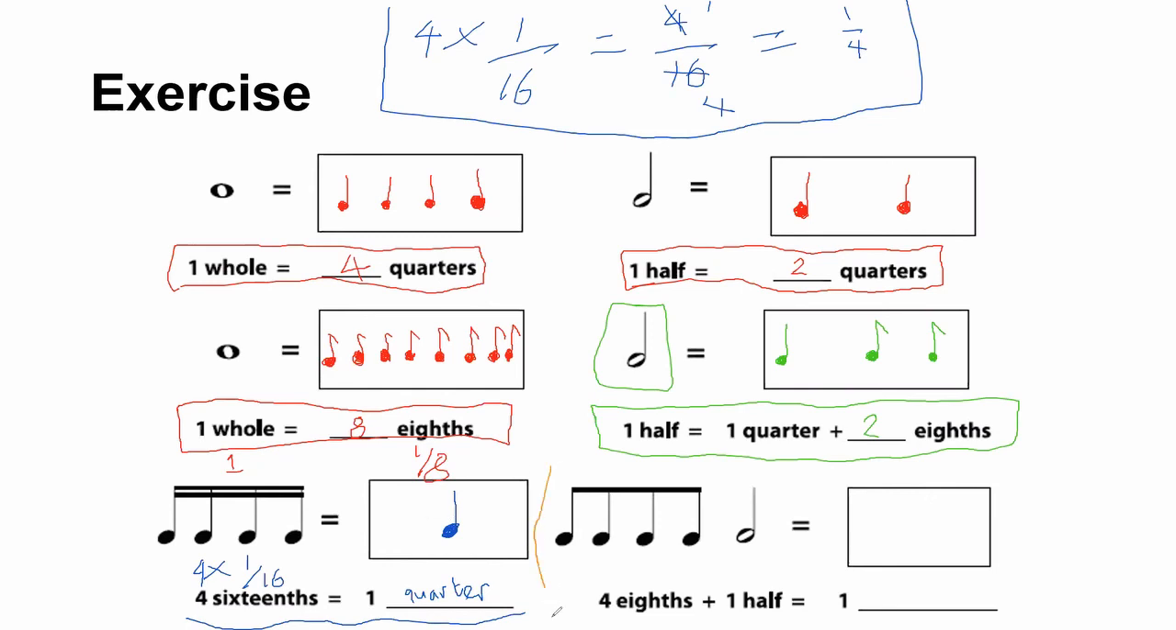So let's do this one. Let's try this one. The orange. So the orange, 4 8s. These are 8th notes because they've got this black note with a stem and a flag, but the flags are just connected by a beam. Okay. 4 8s plus a half note, which is this one, is equal to how many? 1 what? So basically fill in the blank here.